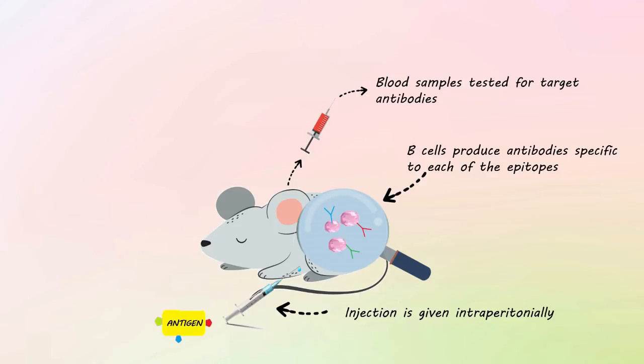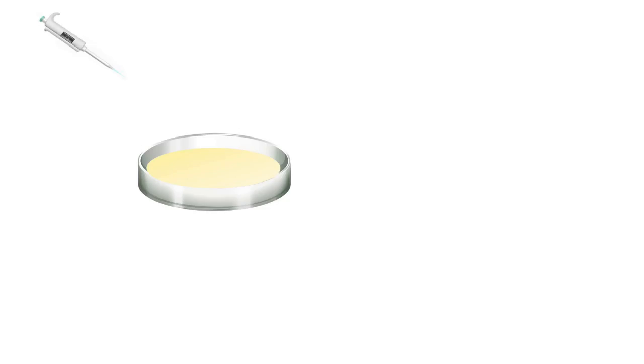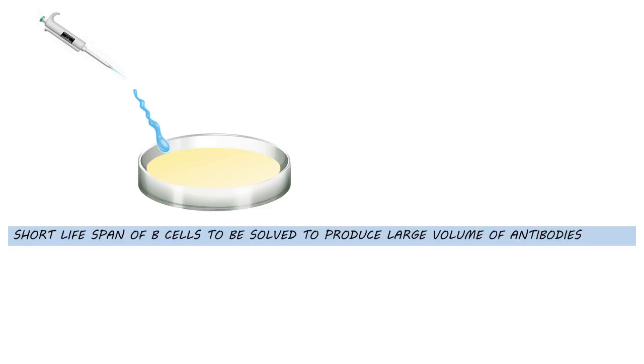In the next step, the B cells are isolated from the spleen of the mouse and moved into a culture. Now, there is a problem that arises at this step. B cells cannot be cultured for long as they have a very short lifespan. Since our aim here is to proliferate or clone these B cells over and over again in order to produce a large volume of monoclonal antibodies, this short lifespan problem has to be solved.